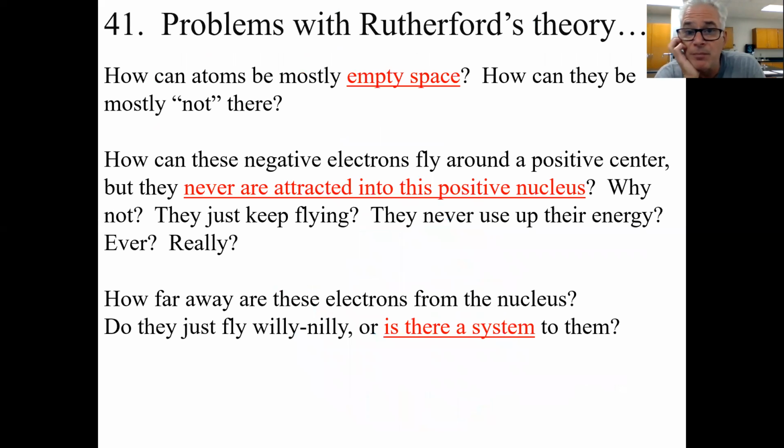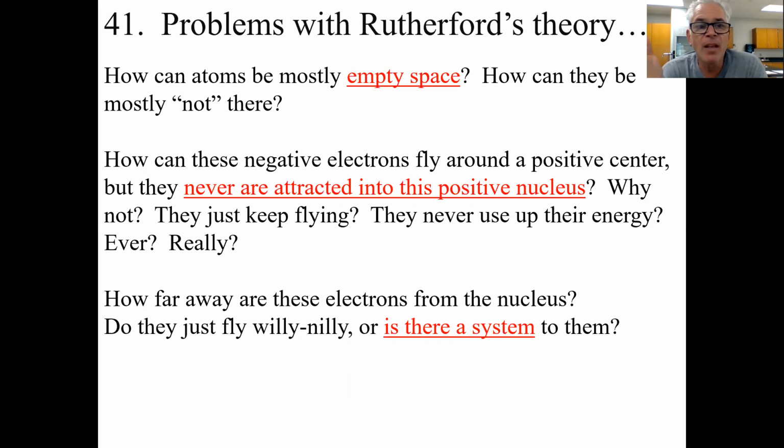Now, here's the problem. Rutherford says, ladies and gentlemen, let me tell you all about the atom. It's mostly empty space. How could that be? How could that be true? Think about it. If I was made of atoms, and I am, and the atoms that make up my face are mostly empty space, how come I can't stick my finger through my face? If it's 99% empty space, how come you can't see through me? How come I can't walk through the wall? How come I can't even get a little bit into the wall? How could they be mostly not there?